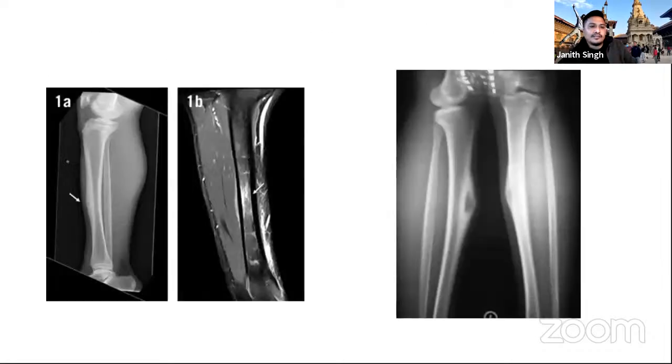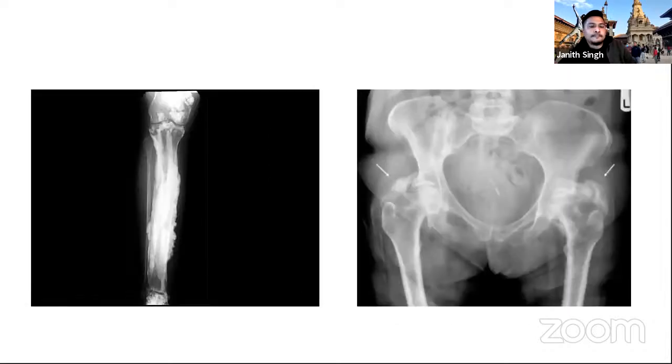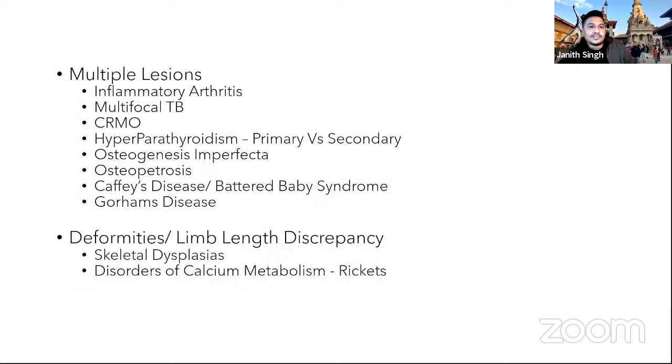For instance, if you look at the left, there's an X-ray of a stress fracture. On the right, it's a picture of a giant osteoid osteoma. Both of them, if you don't ask for the history, look almost the same. But if you elaborate on the history, you can make a guess as to what is what. On the left is a case of melorheostosis. On the right, you see HO involving bilateral hip joints in a patient with head injury.